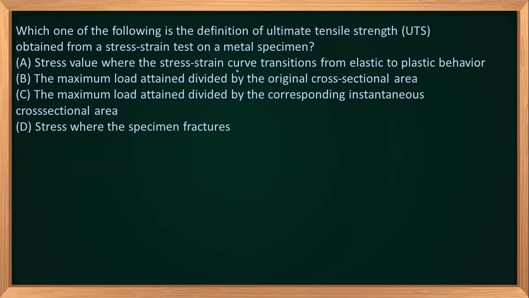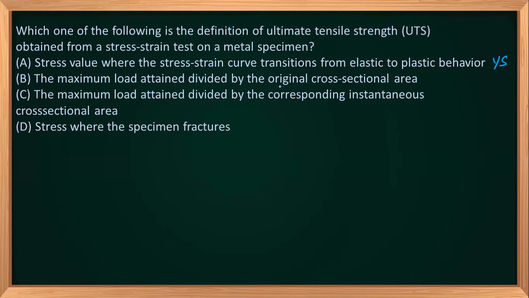The stress value where the stress strain curve goes from elastic to plastic behavior. That is our yield point, right? So this is our yield stress, yield strength, or fracture strength. But what is the ultimate tensile strength? Now you are left with only two options, where we have to divide, and both options are similar.